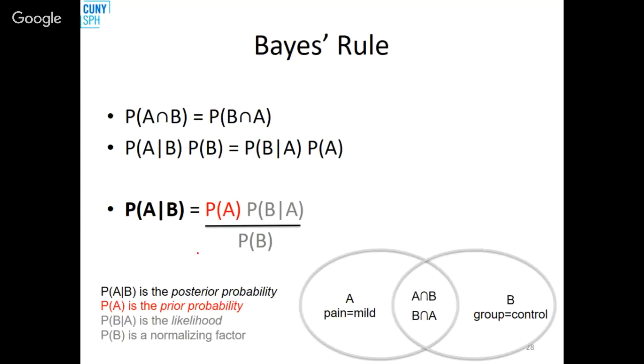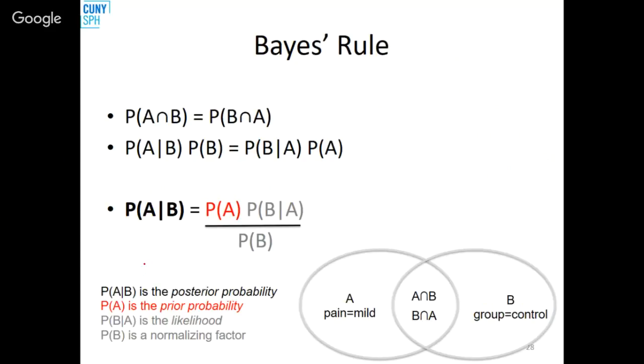So you can kind of see now how this is going to come in handy for the screening tests, because sensitivity and specificity were probabilities conditional on having the disease or not having the disease, whereas PPV and NPV were conditional on getting a positive test or a negative test. So Bayes' rule is going to let us convert between those things.